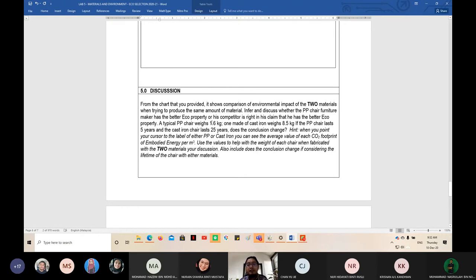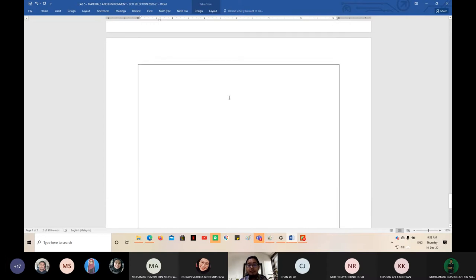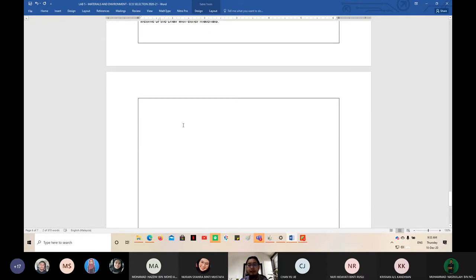A typical PP chair weighs about 1.6 kilograms, and 1 meter of cast iron weighs about 8.5 kilograms. So if the polypropylene chair lasts 5 years and the cast iron chair lasts 25 years, that changes the conclusion. When you point your cursor to the label, you can see the average value. Use the weight of the chair when provided with the material for your discussion. Use that information and discuss inside here.